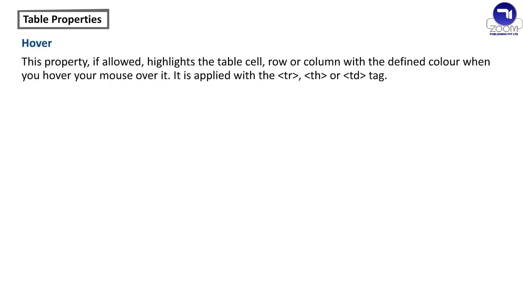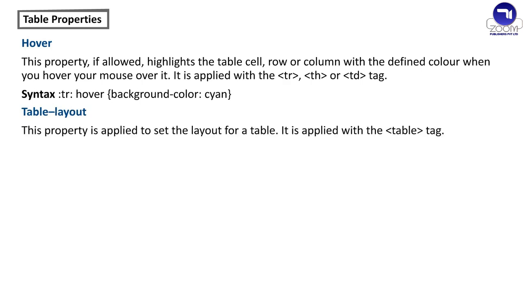Hover. This property, if allowed, highlights the table cell, row or column with the defined color when you hover your mouse over it. It is applied with the TR, TH or TD tag. Syntax: TR:hover {background-color: color}.